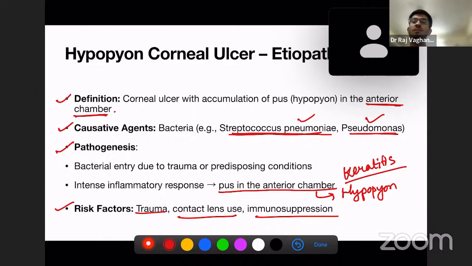It is accumulation of pus in the anterior chamber. Causative agent, we have discussed two organisms, that is the Streptococcus pneumoniae and Pseudomonas. Pathogenesis, we have discussed 2 points. Bacterial entry due to trauma or predisposing conditions, and it is due to the intense inflammatory response leading to which there can be pus formation in the anterior chamber. Okay, and risk factors include trauma, contact lens use, and immunosuppression.